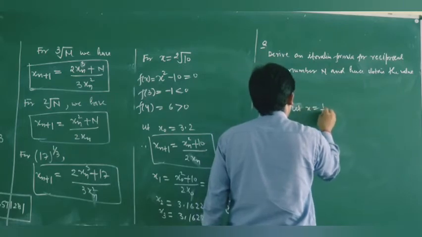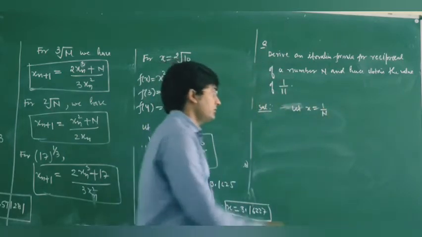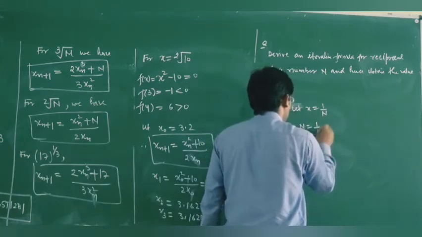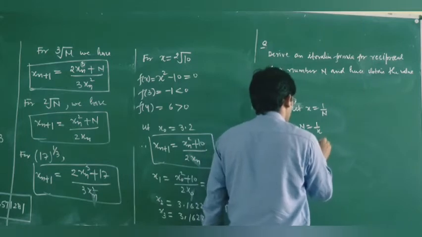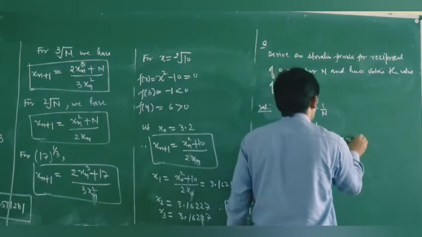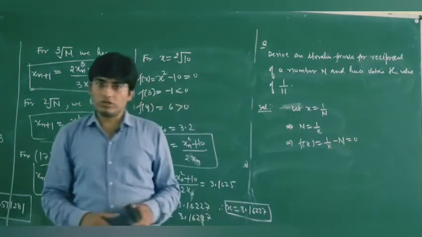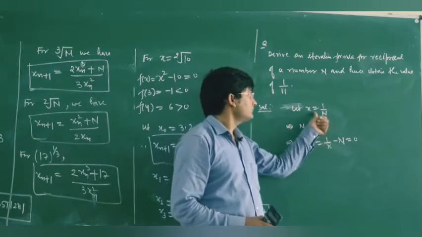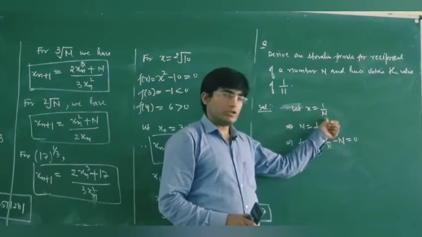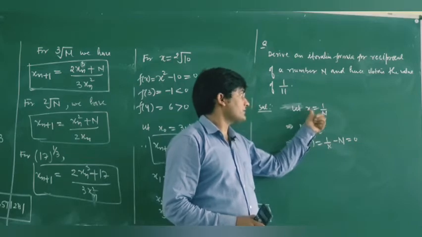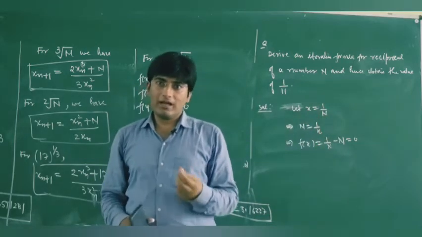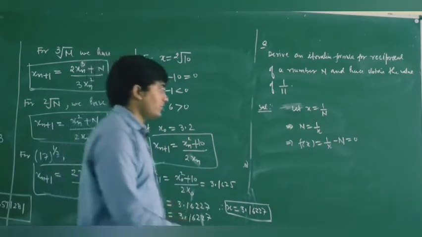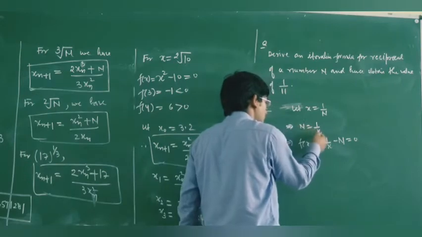So solution, let us assume x equal to 1 by n. Then we can also write it as n equal to 1 upon x. So your fx will be equal to 1 upon x minus n, which is equal to 0. Now this is your equation. Here I am interchanging x and n, otherwise if you do not interchange this x and n, then our fx will be x minus 1 by n, and we will get the value of f dash x as well. In that case, our xn plus 1 will be the same as xn. So that is why I am interchanging the x and n.